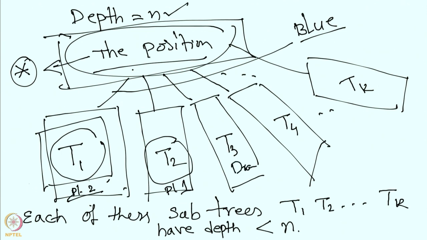Now this blue player who is making the decision at this place is going to decide which of these choices gives him the best. There are finitely many choices here, and he will choose one of them. Therefore, if all of them are losing positions, if T1 is a losing position for player 1, T2 is also losing for player 2, T3 is also losing for player 2, all of them are losing positions, then this blue player is going to be the loser here.